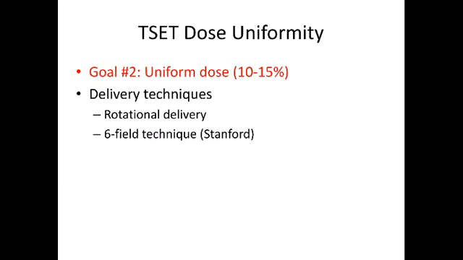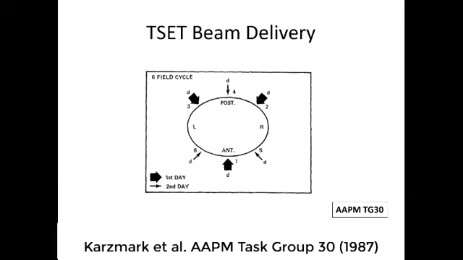Second goal is to deliver uniform dose, within 10 to 15%. And so this is achieved with a technique that has a sort of a rotation of the patient, or treating with 6 different fields in various arrangements of body poses. Here's what that looks like in schematic. So on the first day, you would deliver where these large arrows are around the patient, these 3 angles. And then on the second day, you would deliver at these other 3 alternate angles. So it's a 6-field cycle.